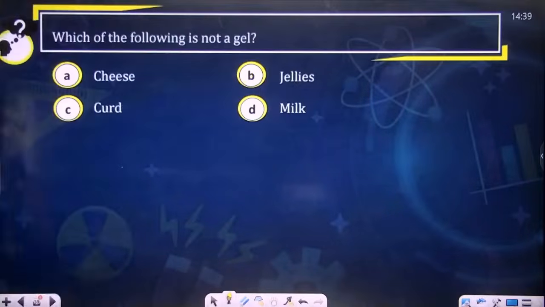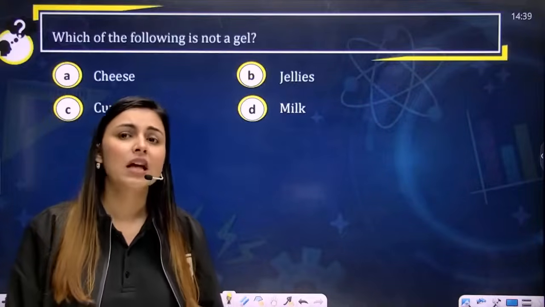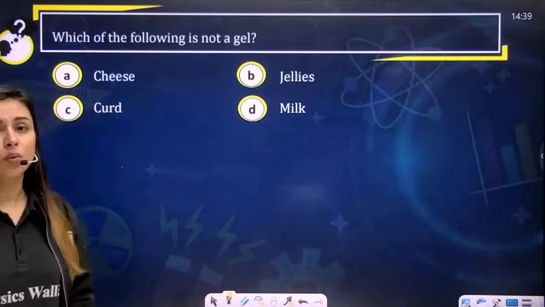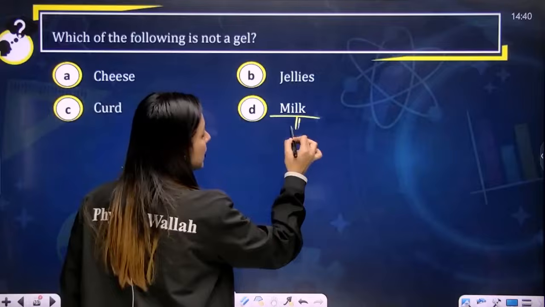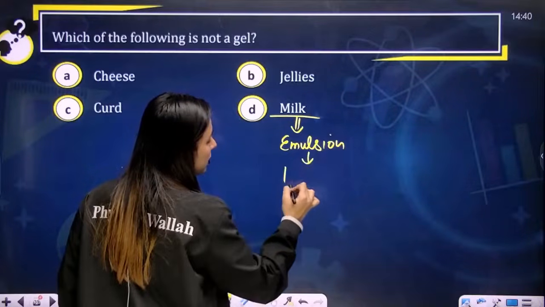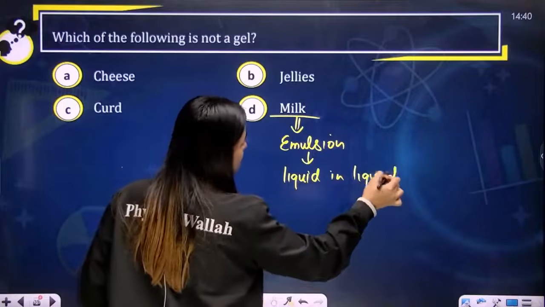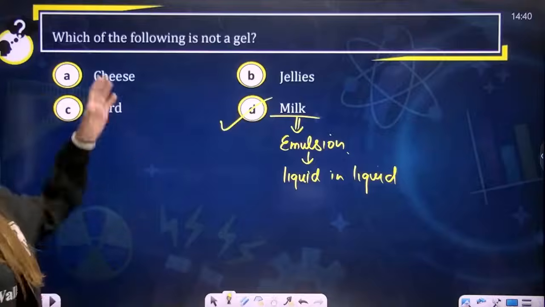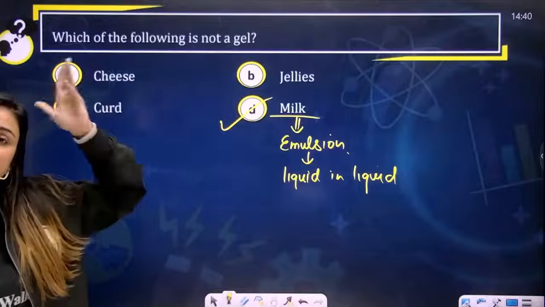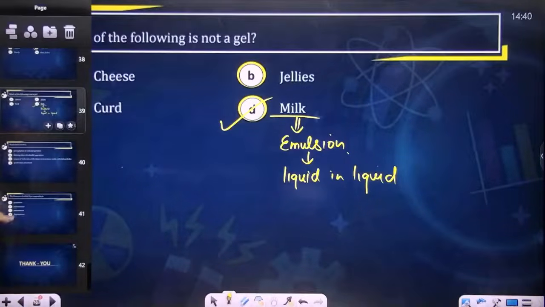Next, which of the following is not a gel? Which of the following is not a gel, my dear students? If I see here, I know one example for sure, which is milk, and milk is always an emulsion. What is an emulsion? Liquid in liquid. It is not a gel, it is an emulsion. So option D will be your correct answer, else all are gels. Okay. Perfect. So you need to remember that table. Questions will be asked from that table. Okay. Please write it down.